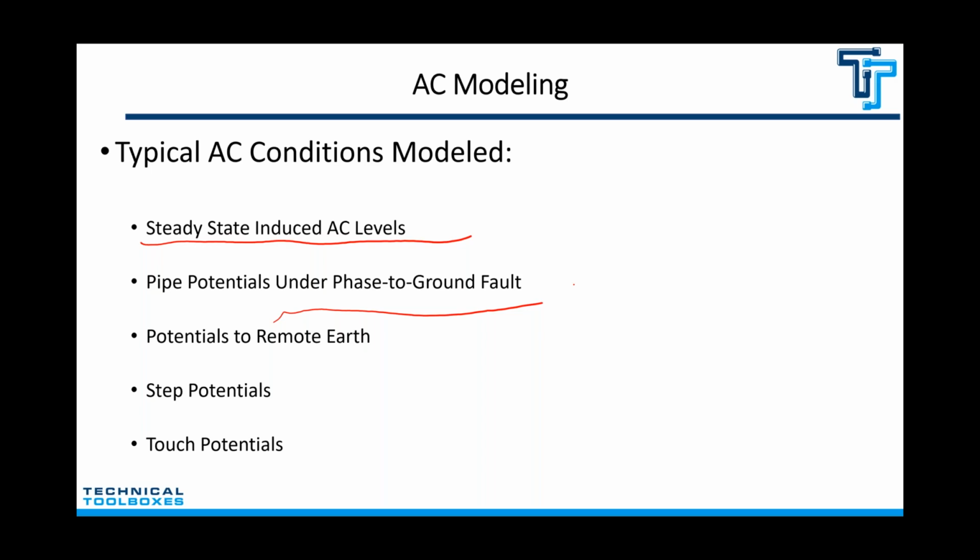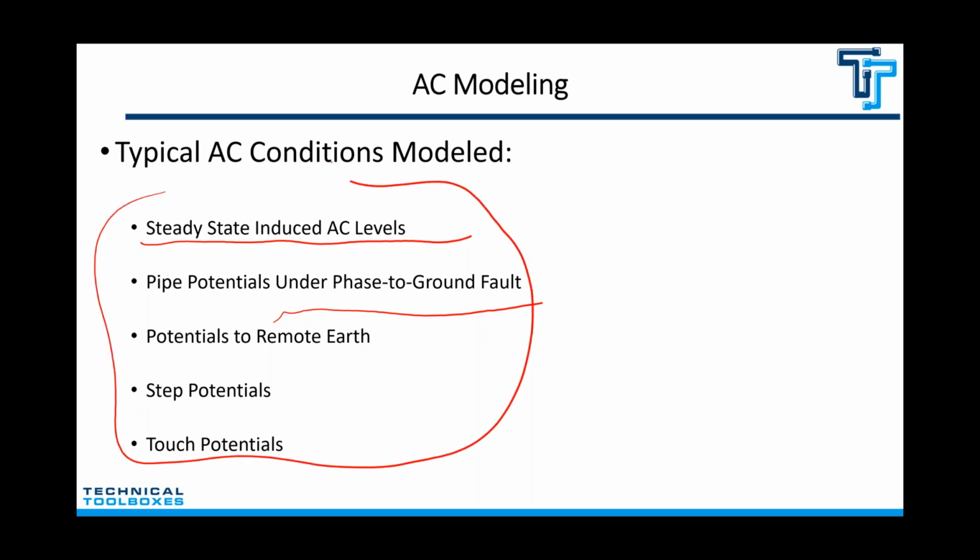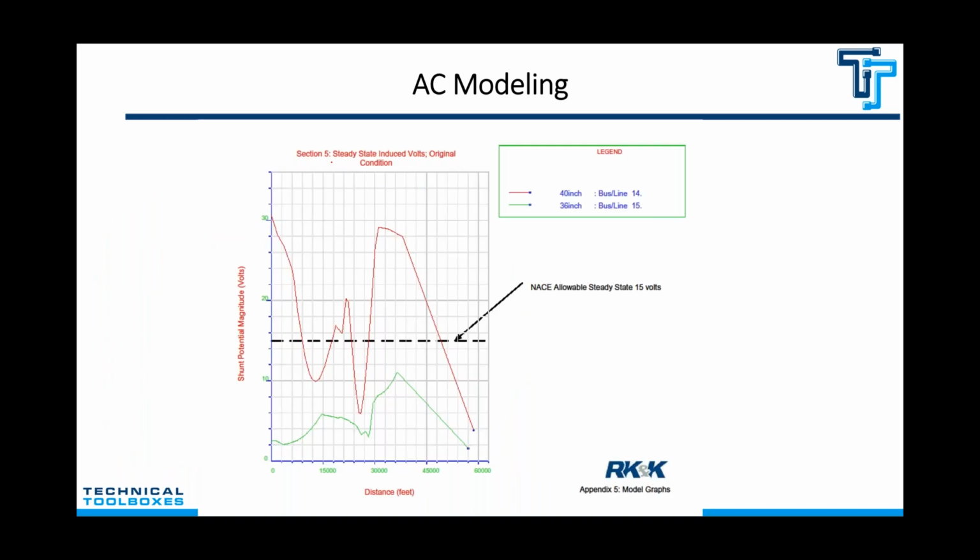So typically any model you do, you're going to come out with each of these, and any of them that are problematic, any of them that exceed the levels that we've established, we have to mitigate. And in some cases, sometimes AC corrosion will drive our mitigation level. Sometimes the fault condition will drive our mitigation level. So it'll be different things that drive that.